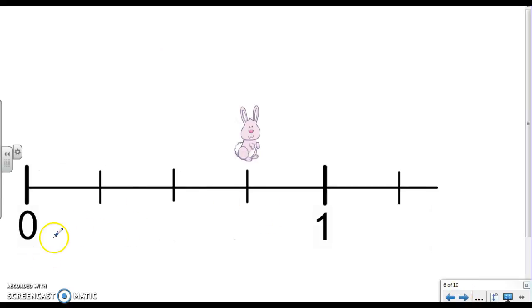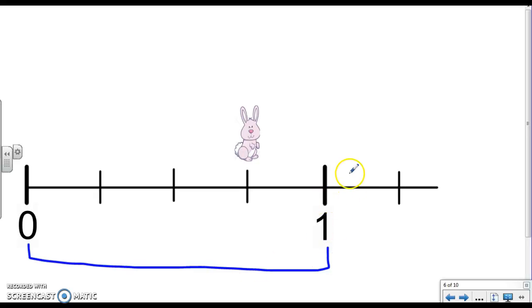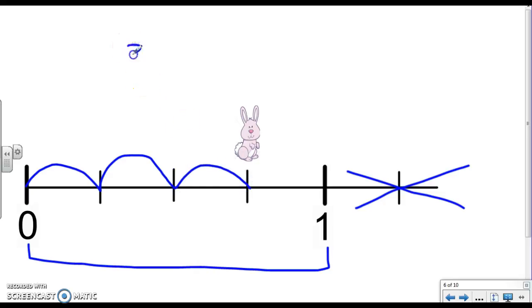Now in this case, you have to pay attention. The bridge ends here. We're talking about one whole bridge. So all this stuff afterwards, that's just extra. We can ignore that. We're going to focus on the one whole bridge. So you can see that he has jumped 1, 2, 3 jumps out of a total of 1, 2, 3, 4 hops it takes to get across one whole bridge. So you can see he's located at the fraction 3/4, which would be this point here.